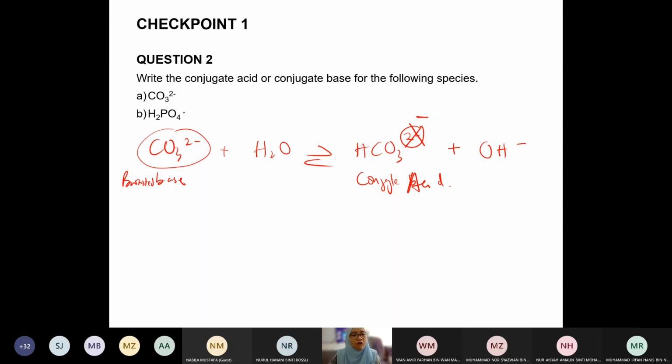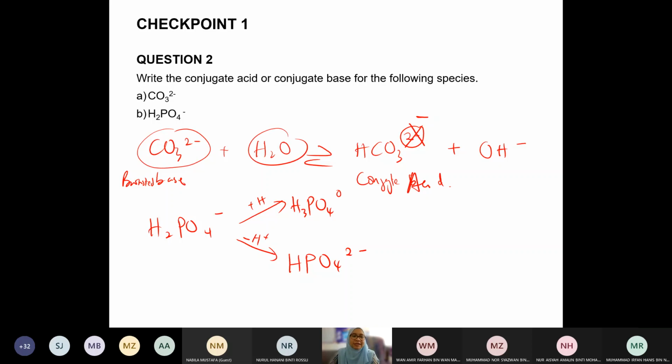How about B? H2PO4 minus. Okay, there are two possibilities, guys. Because it has protons here. Okay, it has protons there. H2PO4 minus, if it accepts a proton, that means it behaves as an acceptor, it will become H3PO4. Familiar, right, this one? This one is zero. If it accepts a proton. If it behaves as an acid, another one, if it loses its proton, it will become HPO4 2 minus there. Tada! With water. The easiest is water. Okay, but we just want to predict, right? We want to predict.